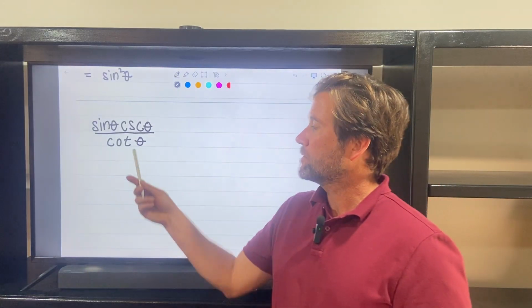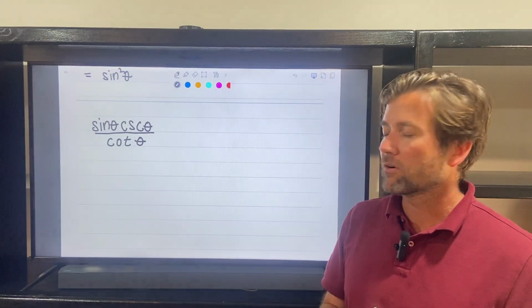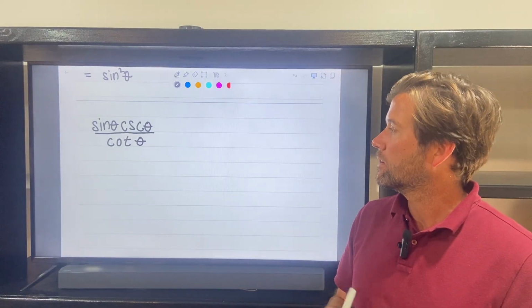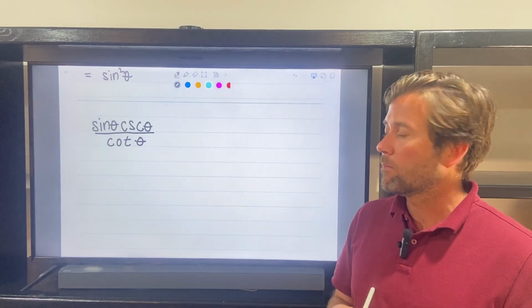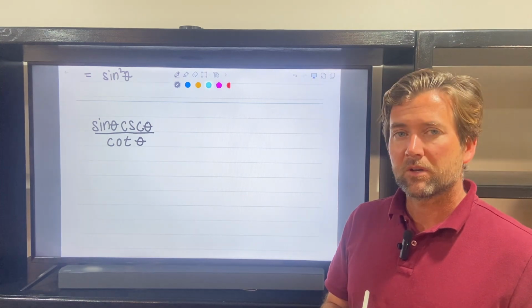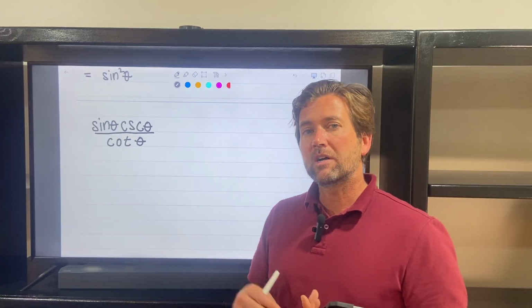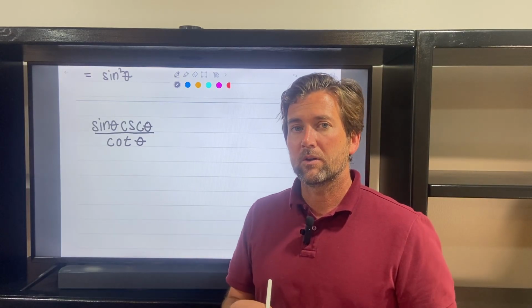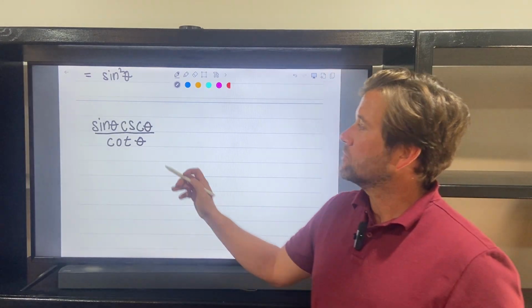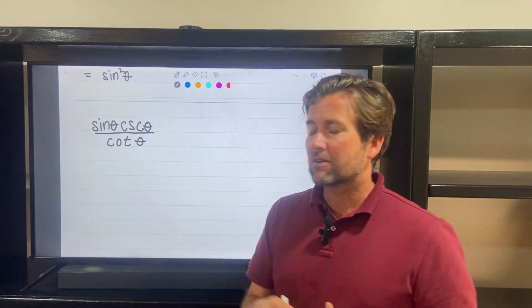All right, here's another one for you. Maybe you didn't have enough confidence before, you have more confidence now to try this problem on your own. So feel free to pause this video. All right, I currently do not see any trig functions squared. Now, I do know that cosecant theta and sine theta are reciprocals.